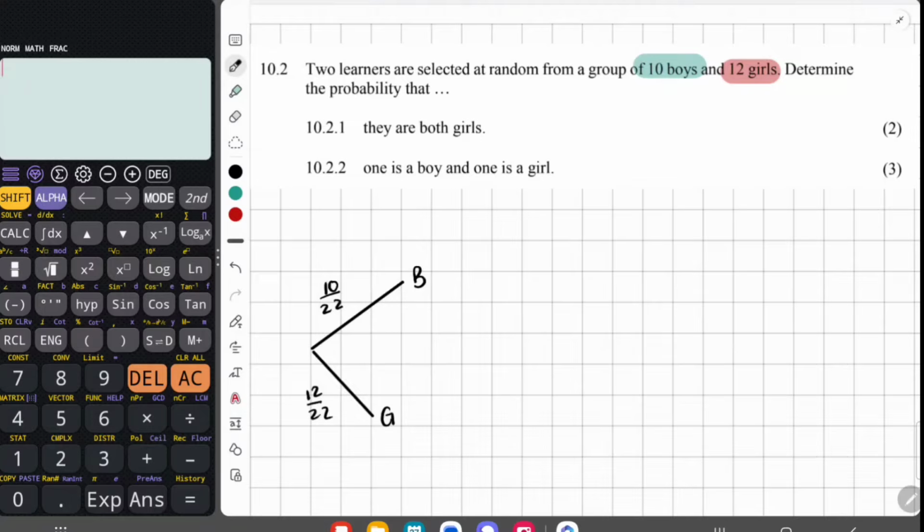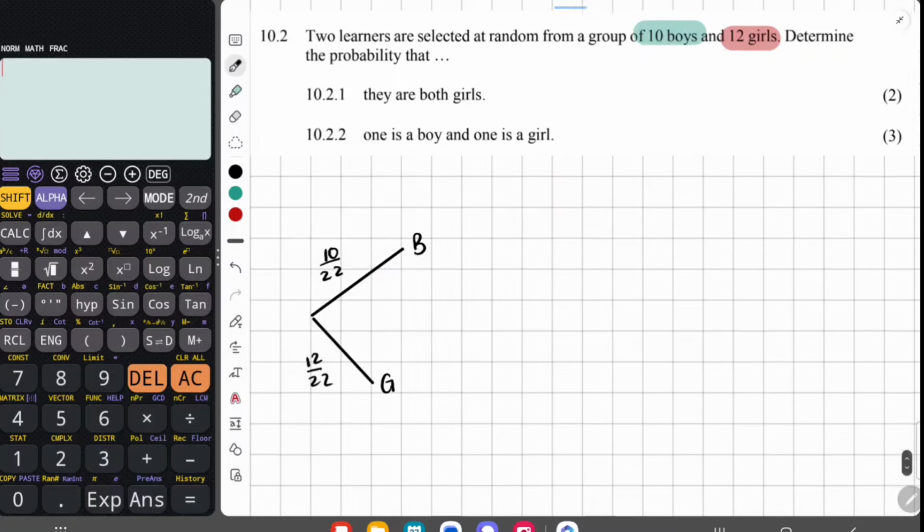But I assume from the way this is and the questions they're asking, they probably mean that one learner is picked out and then the learner is not told to stand back again in the group. So that one learner is already out of the group. Okay, so in that case, the probabilities of these ones would affect the next pick. So we would look at it like this.